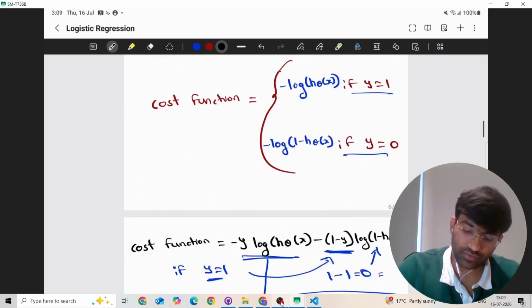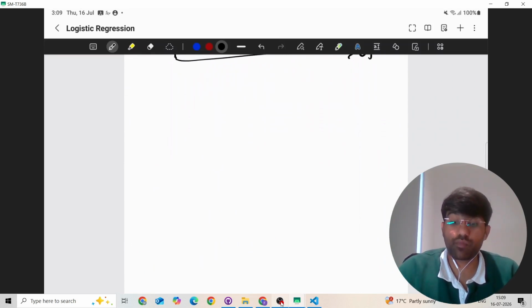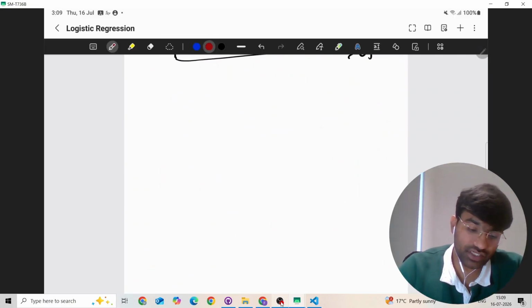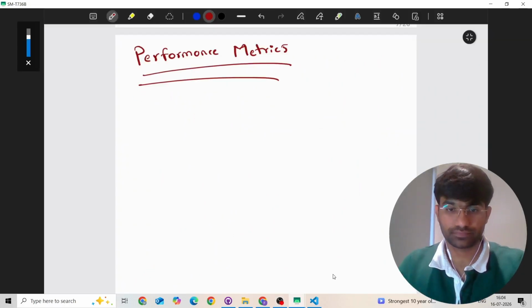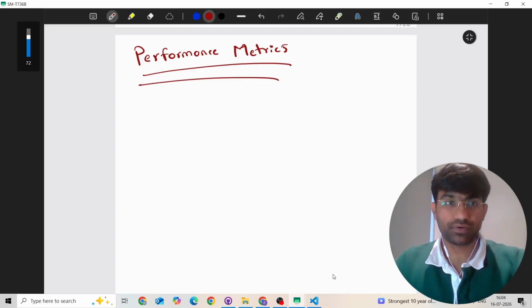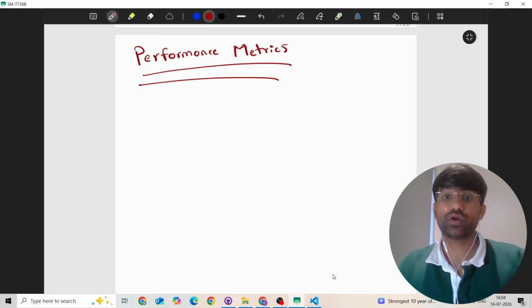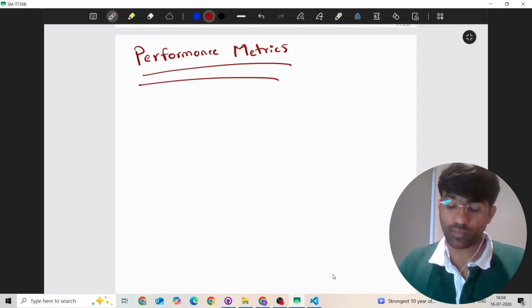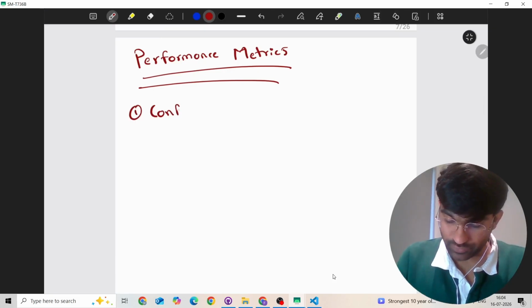Now I will explain how to evaluate your model. What is the evaluation matrix? What is the performance matrix for classification tasks, for the classification algorithms in machine learning? Performance matrix is the set of methods used to evaluate the performance of the classification model, the machine learning model which you have built. So the first performance matrix is the confusion matrix.